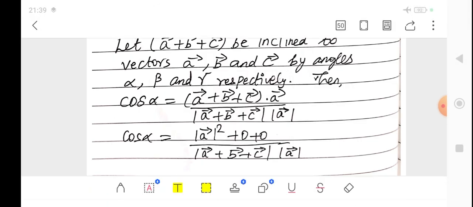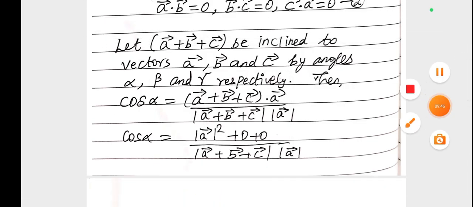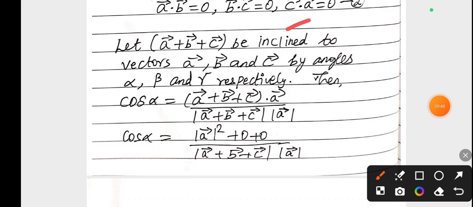So then, let the vector A plus B plus C be inclined to the vectors A, B, C by the angles alpha, beta, gamma respectively. Then what is cos alpha? It is (A vector plus B vector plus C vector) dot A vector with the x-axis, since alpha is always with the x-axis, divided by magnitude of (A plus B plus C) times magnitude of A. So A dot A is magnitude of A square. B has nothing there, so 0, and again 0 here.